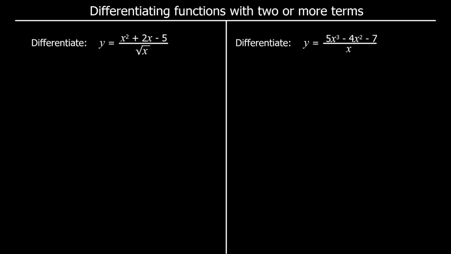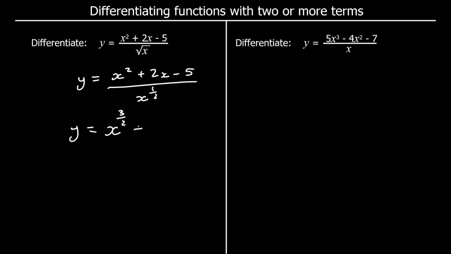Another one. So y equals x squared plus 2x minus 5 all over square root x. So we need to get rid of this fraction before we can start. Square root x is the same as x to the power of a half. And when we've got 3 terms divided by 1 term, we can divide them all separately. So x squared divided by x to the power of a half. When we divide indices, we take away the powers. 2 take away a half is 1.5, or 3 over 2.